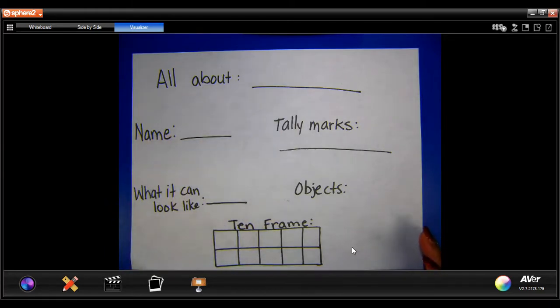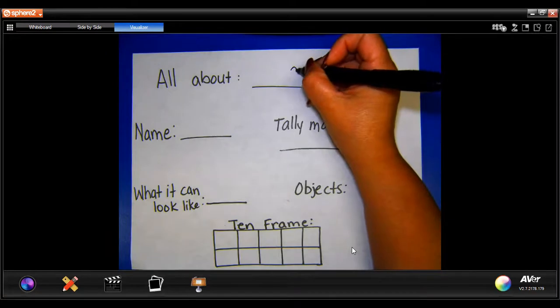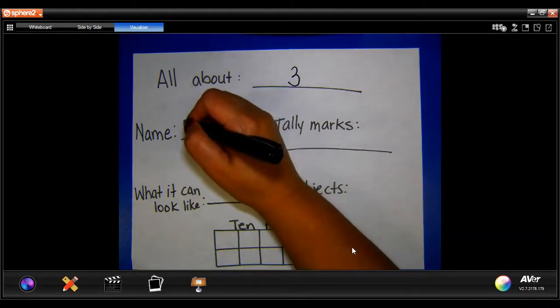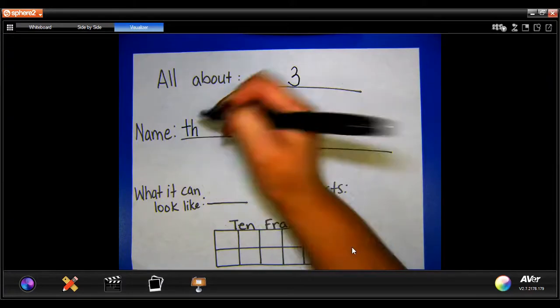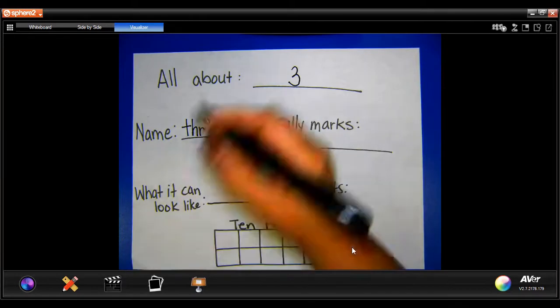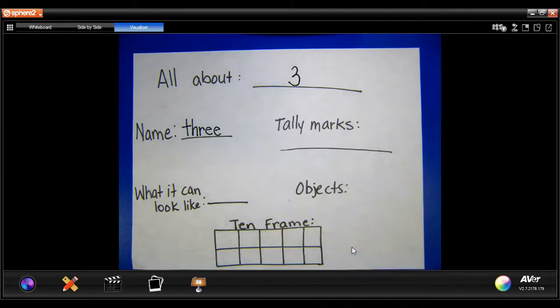You can go grab your copy and a pencil or crayons or stickers if that's what you're going to use for today. So we're working on number 3. All about 3. Here in the name, we're going to write the word 3. So this is how you spell number 3. T-H-R-E-E. That's how we write 3 in English.